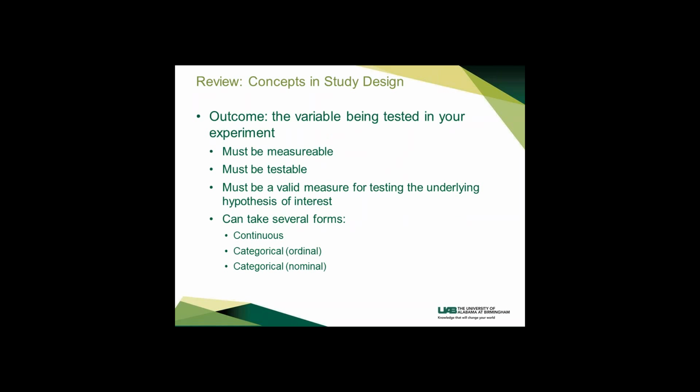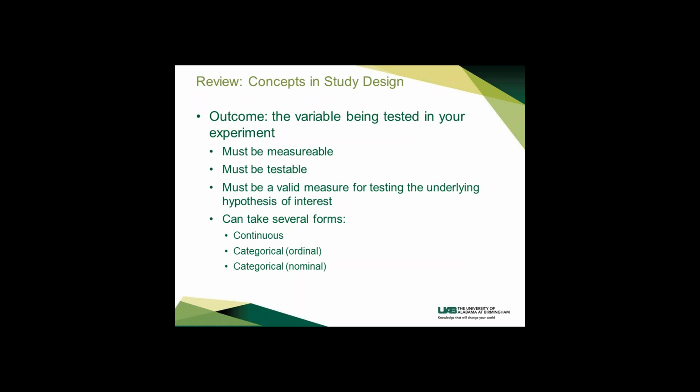The outcome, hopefully you're all familiar with what an outcome is. It's the variable being tested in your experiment. So this has to be measurable. There has to be some way to quantify what you're trying to measure. It has to be testable. There must be a valid measure, or it must be valid for testing the underlying hypothesis of interest. So the outcome you choose must be concordant with the hypothesis that you're testing.